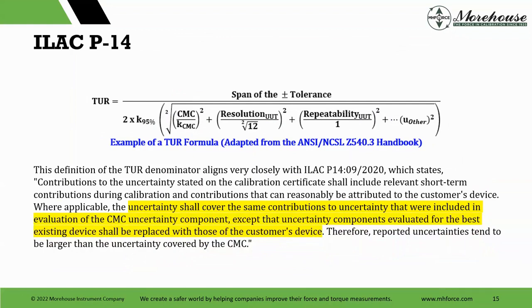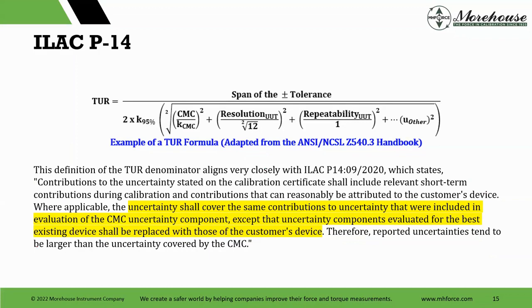Then we look at ILAC P14. That's our policy document. And it says basically the same thing, but not as clear, right? The uncertainty shall cover the same contributors to the uncertainty that were included in the evaluation of the CMC uncertainty component. Except that uncertainty components evaluated for the best existing device shall be replaced with those of the customer's device. Therefore, reported uncertainties tend to be larger than the uncertainty covered by the CMC.